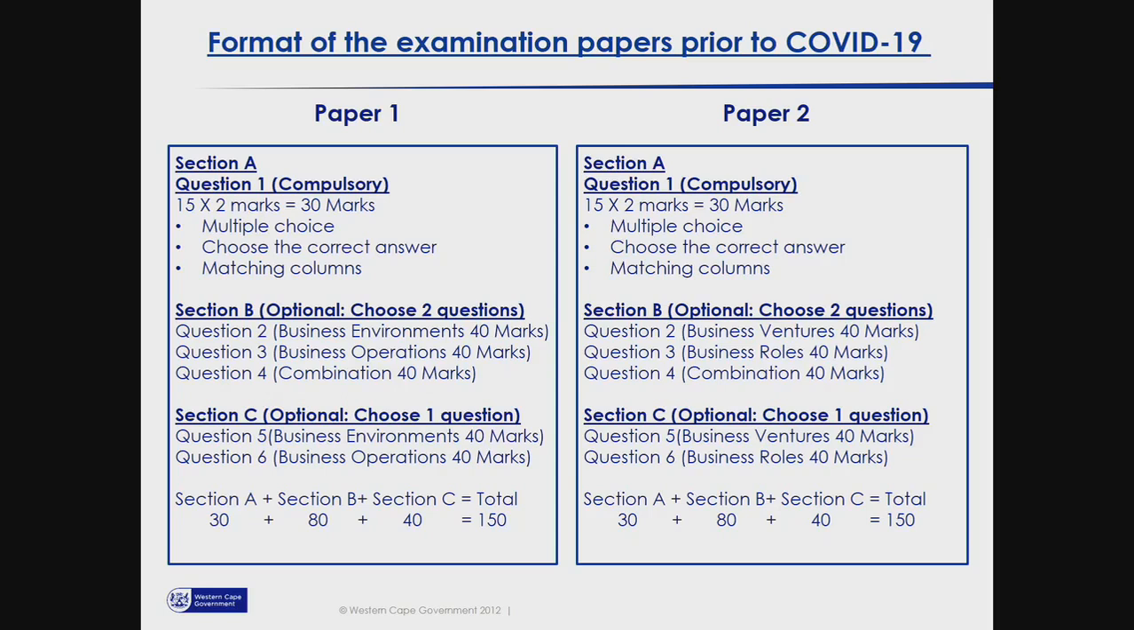And then finally, section C, question 5 is only going to be on one of the business ventures topics, and question 6 will be on one of the business roles topics. And again, there you have 2 options for the essay questions, and you only have to answer one.